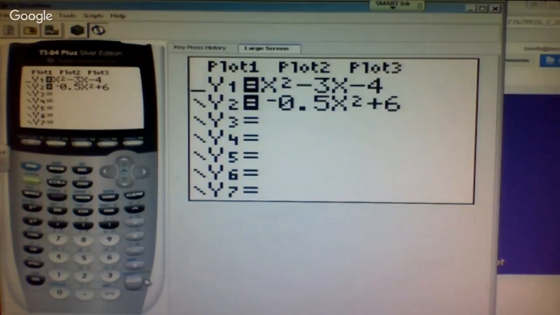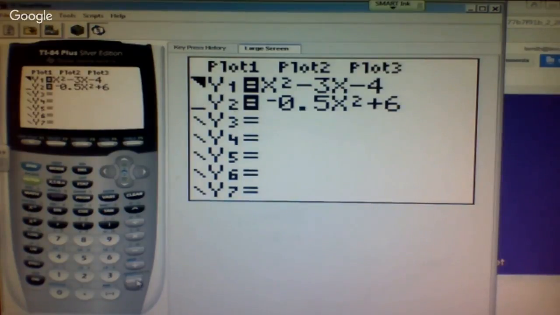This is shade above, so you want that inequality to shade above. Now go down beside your second inequality that you plugged in. What inequality symbol is there? Less than. So you're going to hit it so the bottom is shaded, and hit enter. That gives you your darkened line. There's shade above. There is shade below.